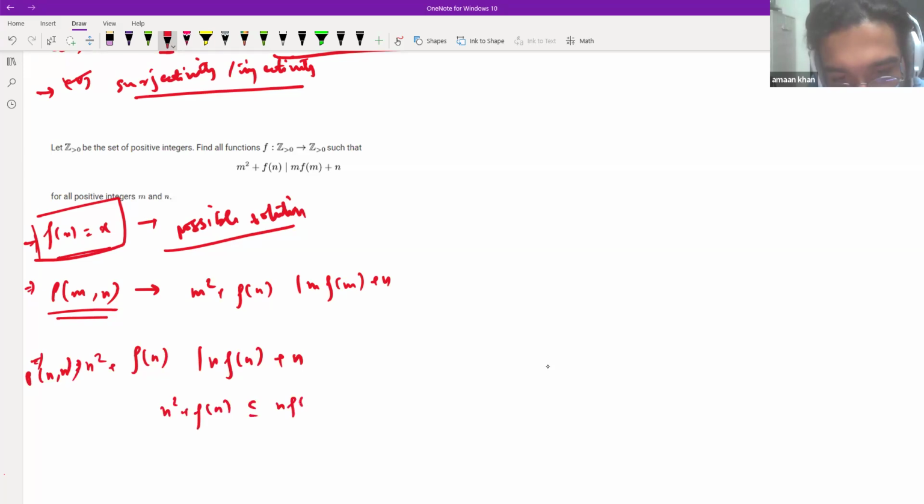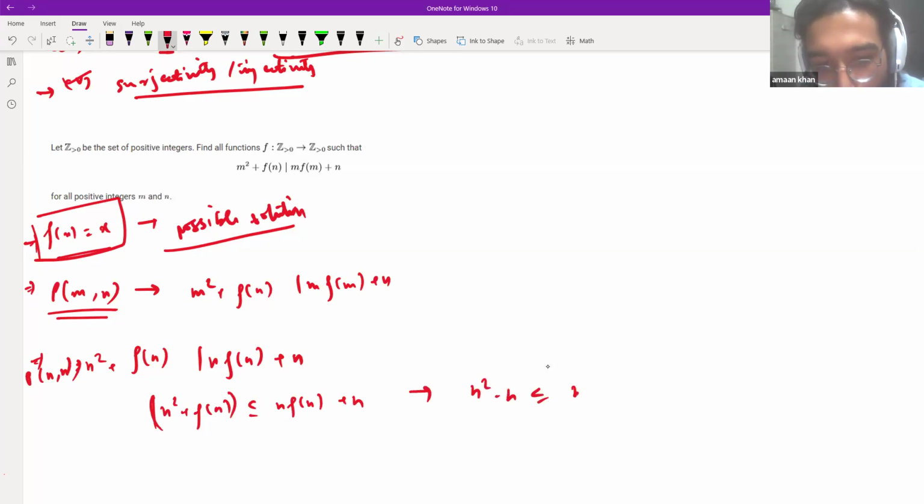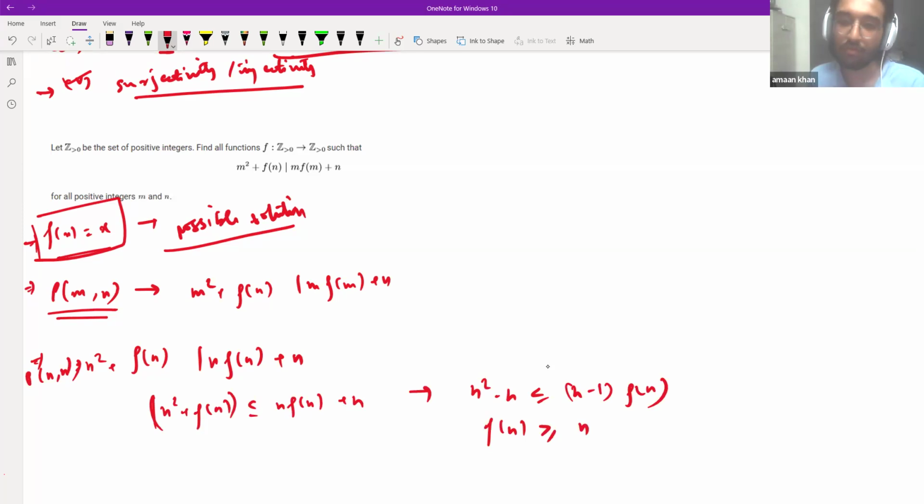Okay. Oh yeah, you get some kind of bound. But this is obviously positive. So you get n square minus n, which is then less than or equal to n minus 1 times f of n. Okay, you get this, which means f of n is greater than or equal to n. Yes, so you have this.